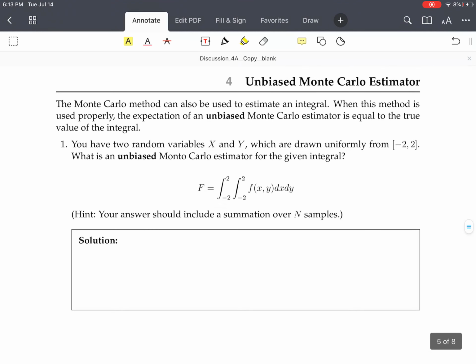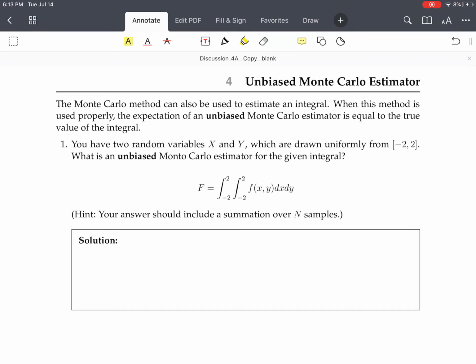So the next problem is about unbiased Monte Carlo estimators. The Monte Carlo method can also be used to estimate an integral. In the last problem, we were using it to estimate a value. When this method is used properly, the expectation of an unbiased Monte Carlo estimator is equal to the true value of the integral. So that's the definition of an unbiased estimator: the expectation of the estimator is equal to the actual value you're trying to estimate.